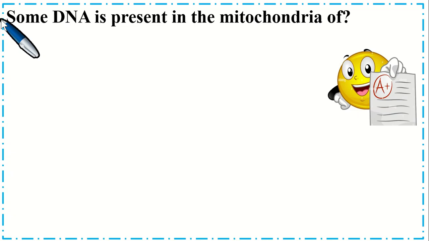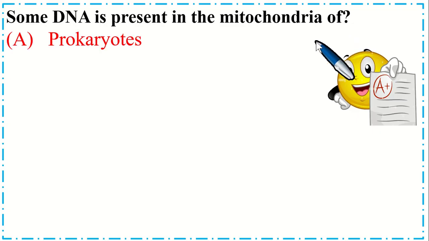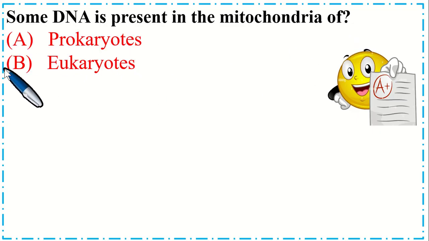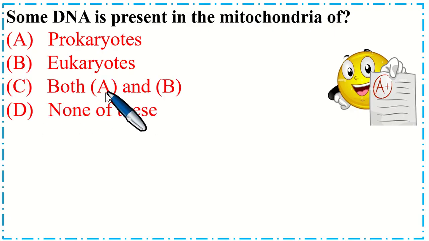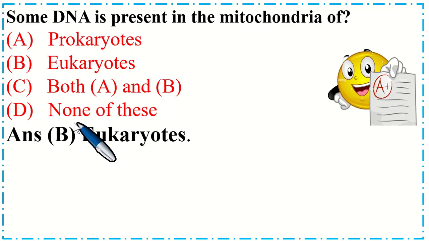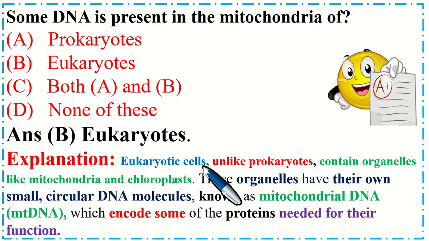Dear students, this is a very important MCQ. Some DNA is present in the mitochondria of option A, prokaryotes, B, eukaryotes, C, both A and B, and option D, none of these. So the correct option is B, eukaryotes. Eukaryotic cells, unlike prokaryotes, contain organelles like mitochondria and chloroplasts. These organelles have their own small circular DNA molecule known as mitochondrial DNA, which encodes some of the proteins needed for their functions.